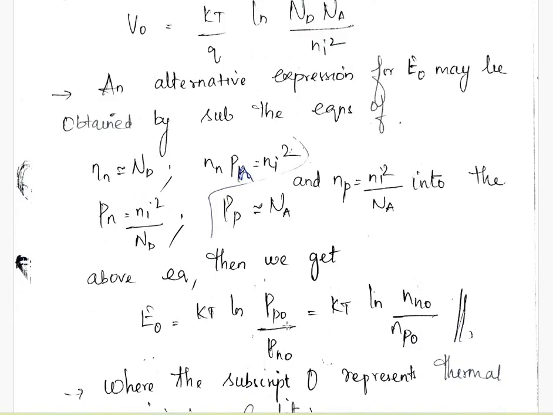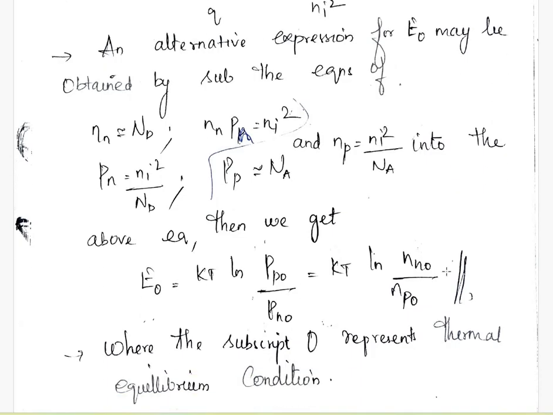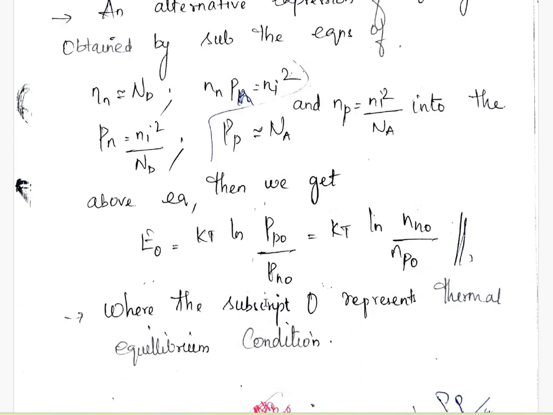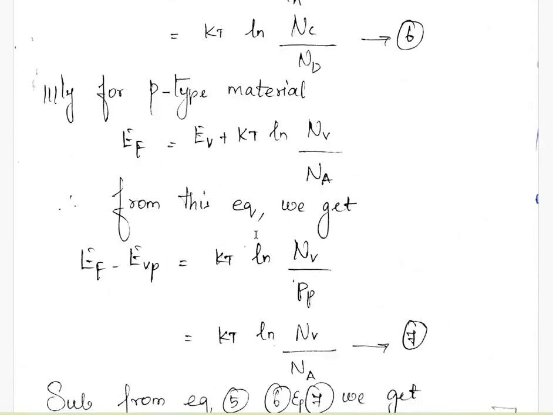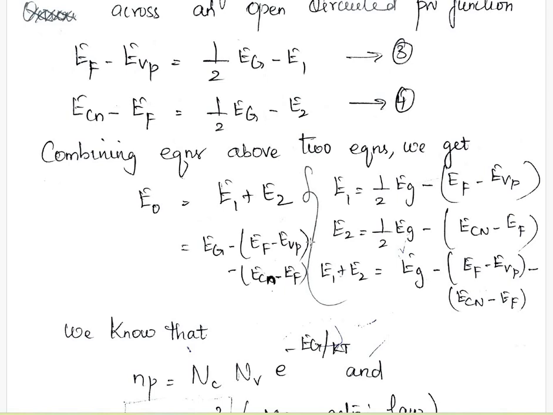So E naught equals KT ln Pp naught by Pn naught, which equals KT ln Nn naught by Np naught. So this is the derivation for the energy band. Thank you.